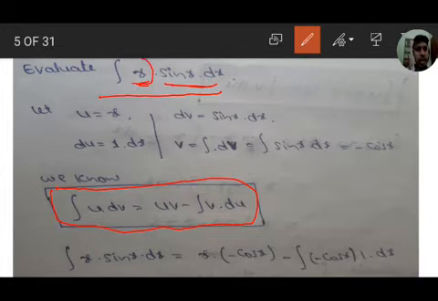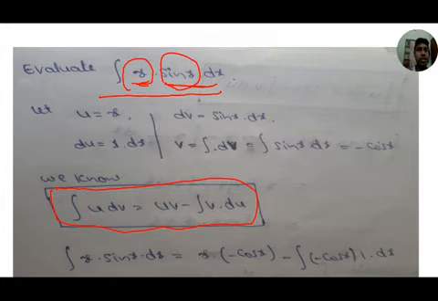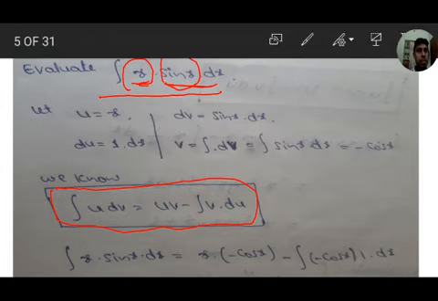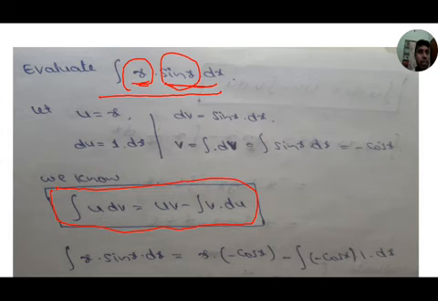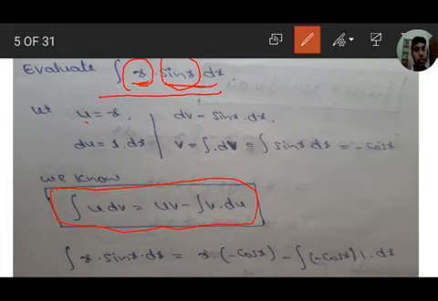Here x is the algebraic function and sin x is the trigonometric function. In ILATE, algebraic function is coming first, then trigonometric function. So the algebraic function will be taken as u, and the trigonometric function is dv.